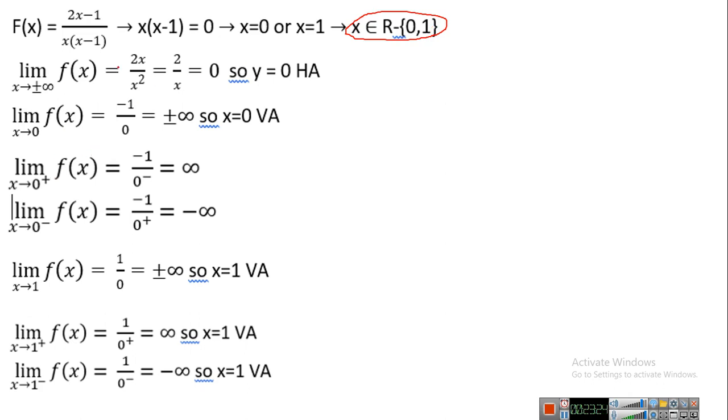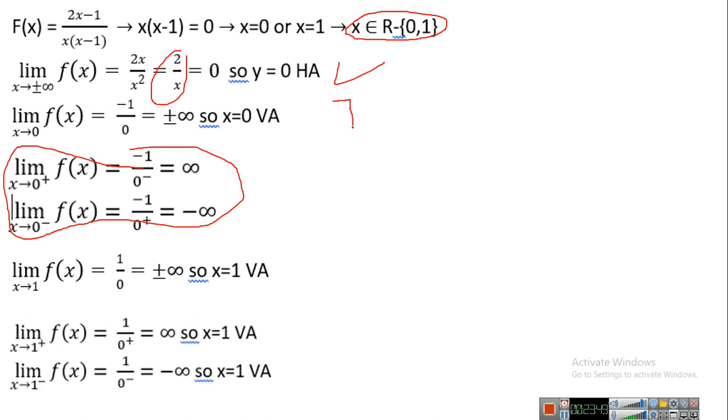First of all, let me do the limit at infinity. So 2x over x squared. A number over infinity is 0. Because the degree below is bigger, always y equal to 0 is the horizontal asymptote. Now I want to do the limit as x tends to 0. If you do the limit as x tends to 0, you have minus 1 over 0, plus or minus infinity. So we have x equal to 0 as a vertical asymptote.